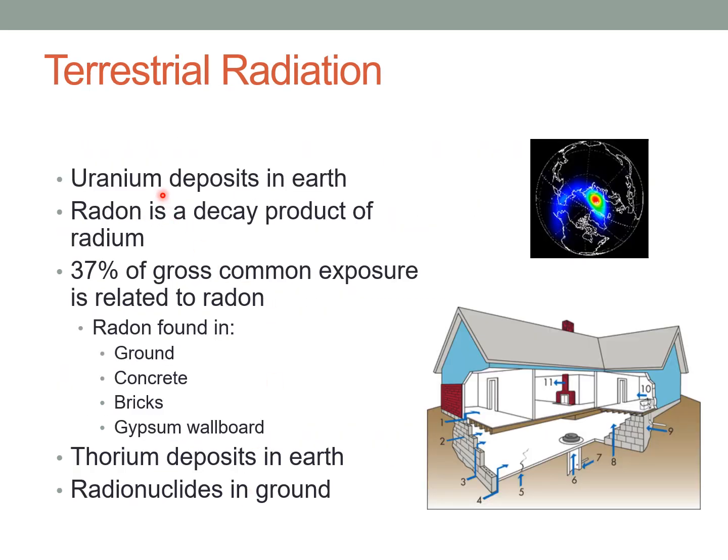Terrestrial radiation: uranium deposits in Earth. Radon is a decay product of radium. 30% of gross common exposures is related to radon. Radon is found in the ground, concrete, bricks, and drywall. Thorium deposits in Earth. Radionuclides in ground.